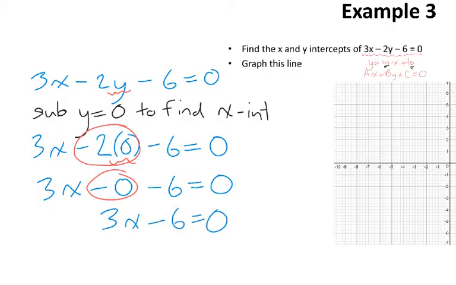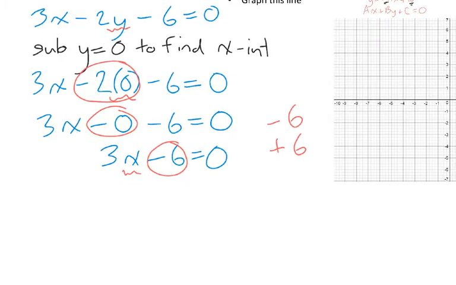I want to isolate x, but x is stuck with a negative 6, and it's stuck with a coefficient of 3. So let's think about negative 6. What is the opposite operation of negative 6? The opposite operation of negative 6 is positive 6, in other words, plus 6. So we are going to add 6 to both sides of this equation.